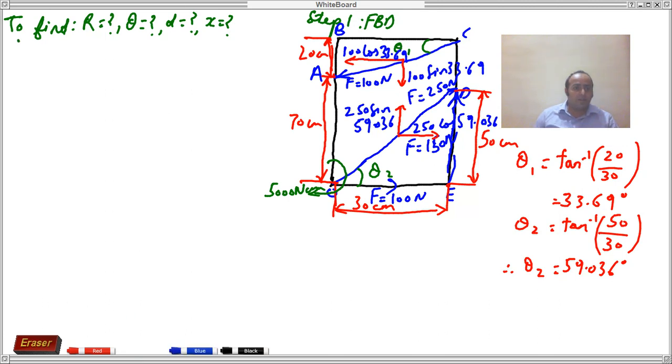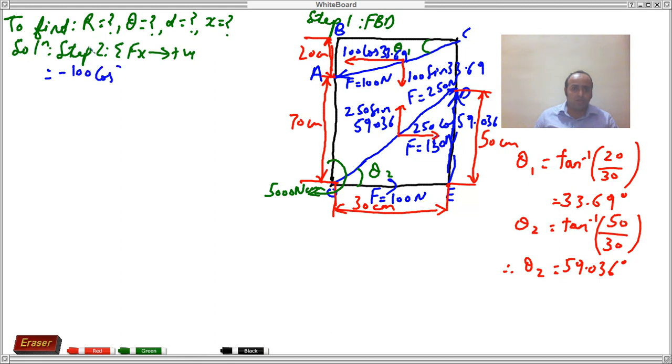Okay, once we are done with this, let's go to step number 2, that is finding out the algebraic sum of solution. Step 2, that is nothing but summation Fx, towards the right as positive. So it's gonna be, my dear friends, equal to minus 100 cos of 33.69 plus 250 cos of 59.036 plus 100. Over here, my dear friends, now you can calculate.